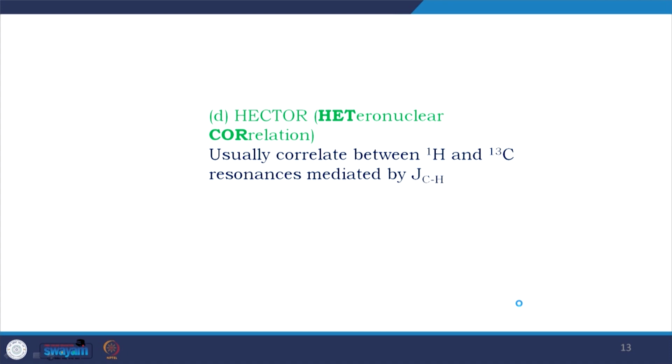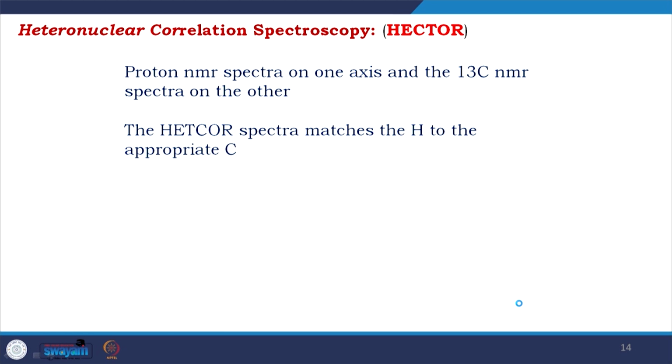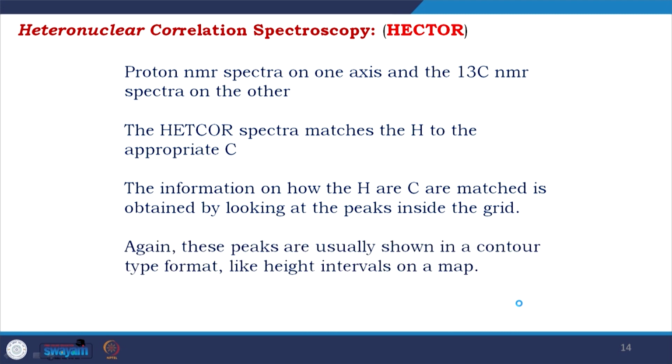Also, there is HETCOR, which is heteronuclear correlation, usually correlating 1H and 13C resonances mediated by the JCH coupling constant. So, proton NMR spectra on one axis and the 13C NMR spectra on the other. The HETCOR spectrum matches the hydrogen to the appropriate carbon. This information is obtained by looking at the peaks inside the grid, as we have already observed for other ones. Again, these peaks are usually shown in a contour-like format, like height intervals on a map.